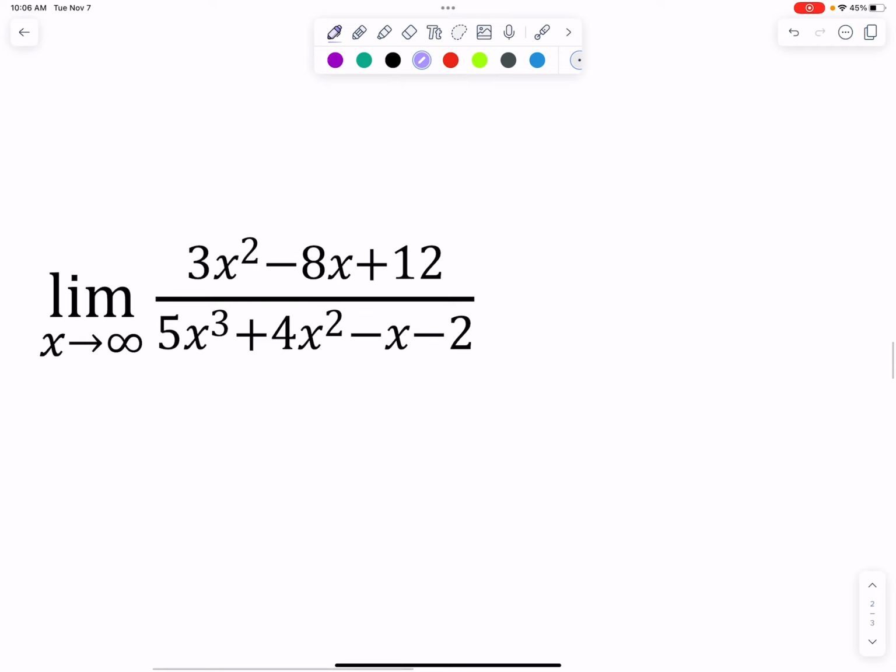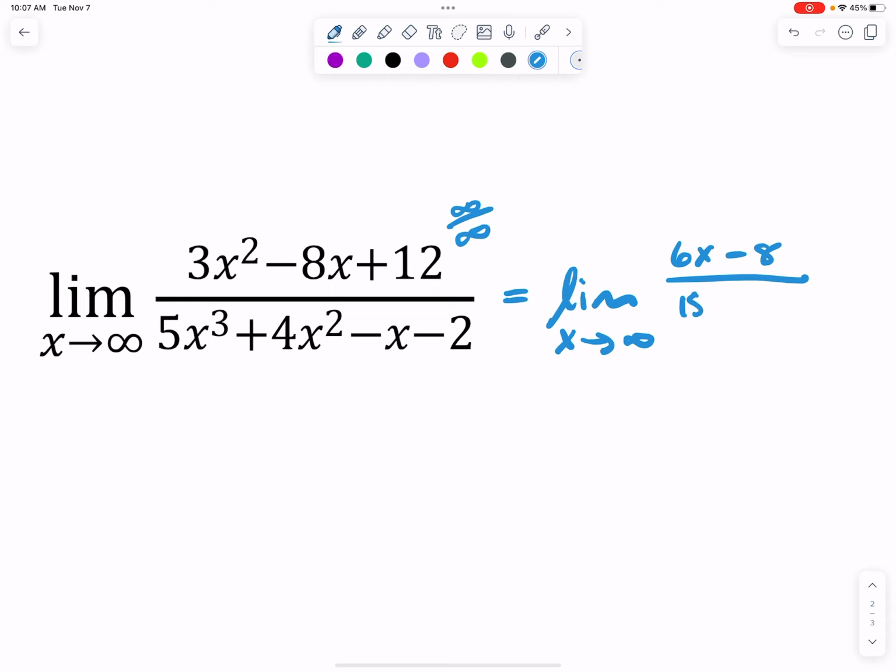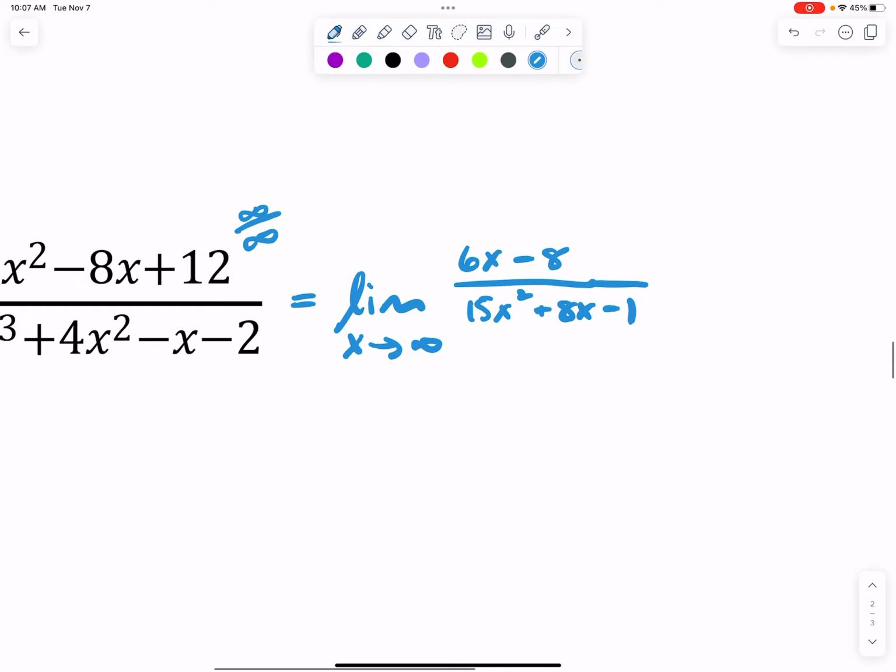Okay, this is another one we would have used end behavior model. You would run into infinity over infinity if you thought about direct substitution, right? You can't really directly substitute in infinity, but if we try L'Hopital, that would end up being, well, actually some of you could probably even see this just thinking end behavior model or not even needing to write that out. But we would get 6x minus 8 over 15x squared plus 8x minus 1. You would still, if you thought about using direct substitution, you'd still get infinity over infinity.